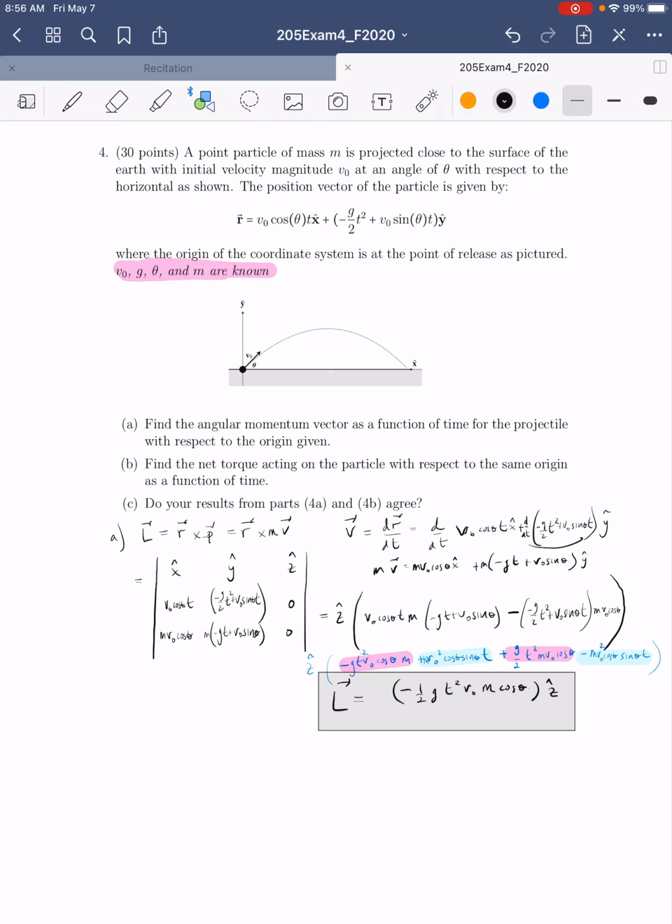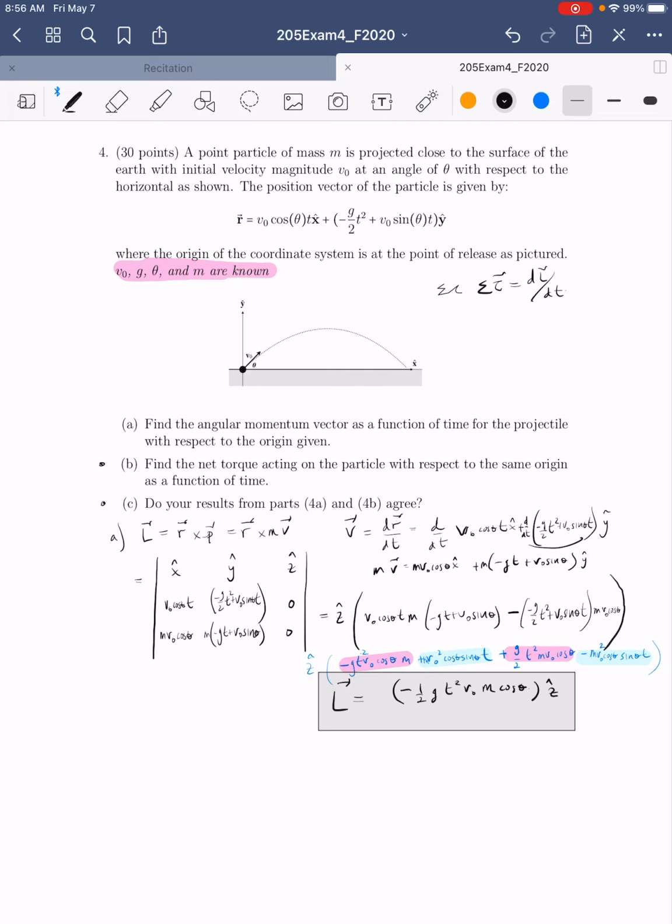is to find the net torque acting on the particle with respect to the same origin as a function of time. Oftentimes we do this step so I can at the end compare the relationship that says that the net torque acting on the system is equal to the time derivative of the angular momentum vector. So let's have a look at that. Let's find the net torque first, and then we'll really be checking if these things agree with respect to one another.